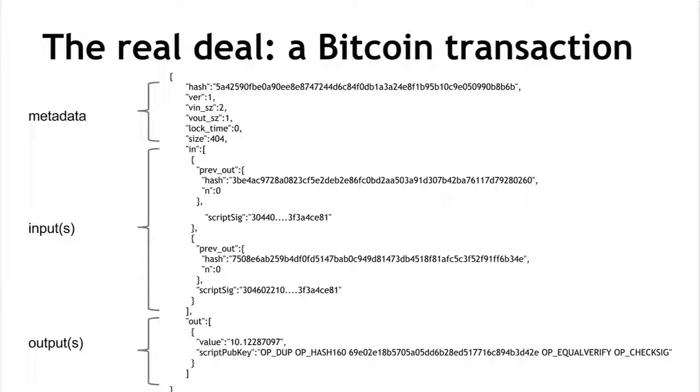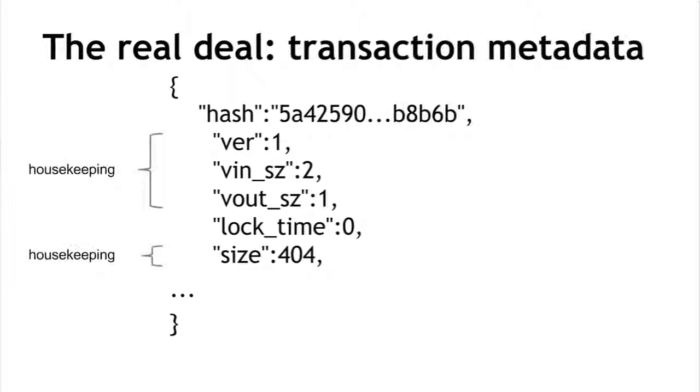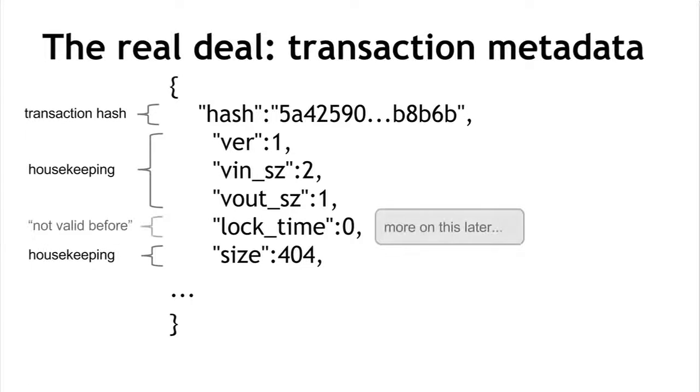So there are 3 parts. There's some metadata, there's a series of inputs, and a series of outputs. We'll start with the metadata. There's some housekeeping information, which is the size of the transaction, the number of inputs, and the number of outputs. Pretty straightforward stuff. There's the hash of the entire transaction, which, as I said, will serve as a unique ID for the transaction to let us do hash pointers. And then there's this funny lock time parameter, which I'll come back to later.